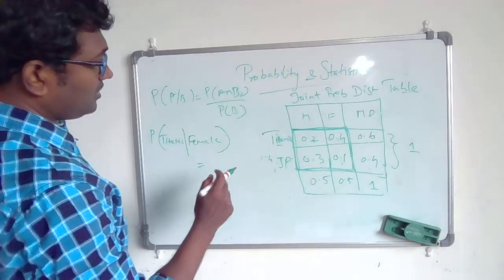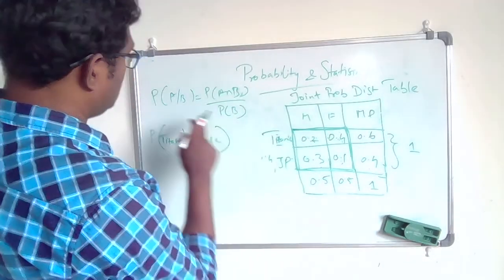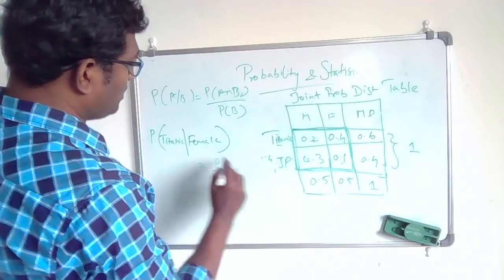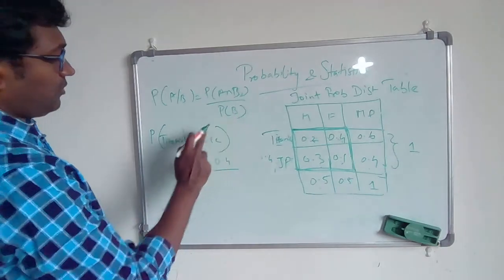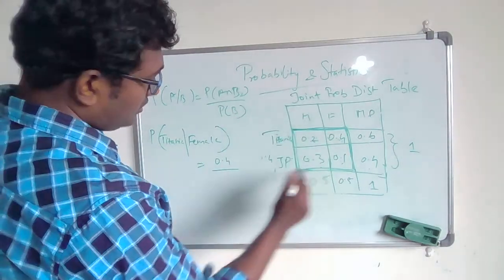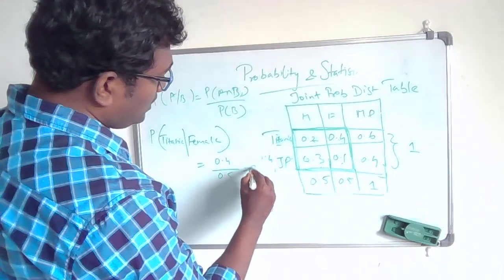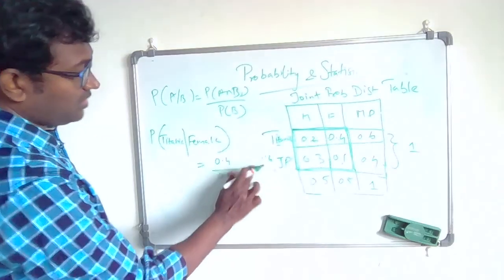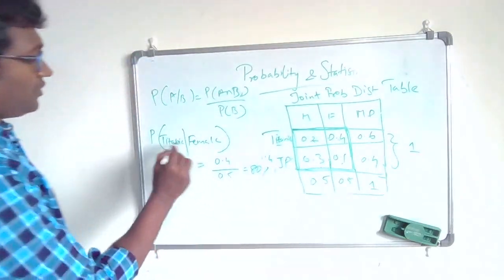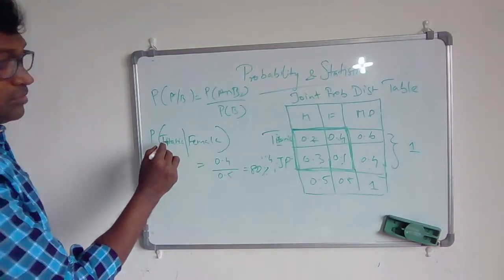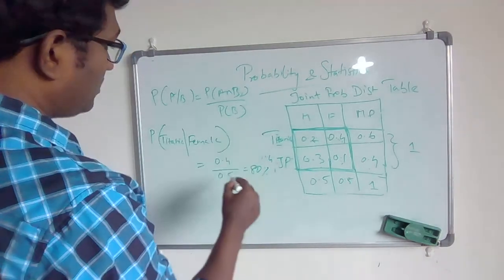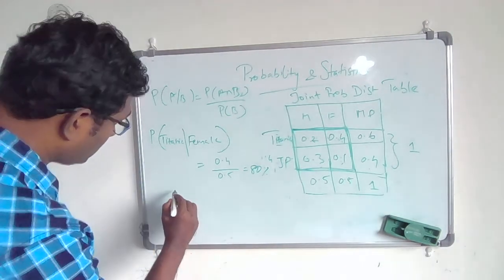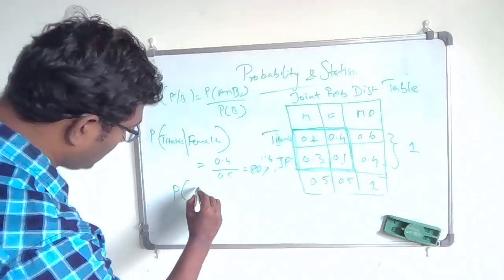Probability of A intersection B, the probability of people who watched both Titanic and female, is 0.4, divided by the marginal probability of female, which is 0.5. Which means that 80%, or 0.8, is the chance that if you are a female, you would watch Titanic. That's the example of conditional probability. Now let's take a couple more examples.